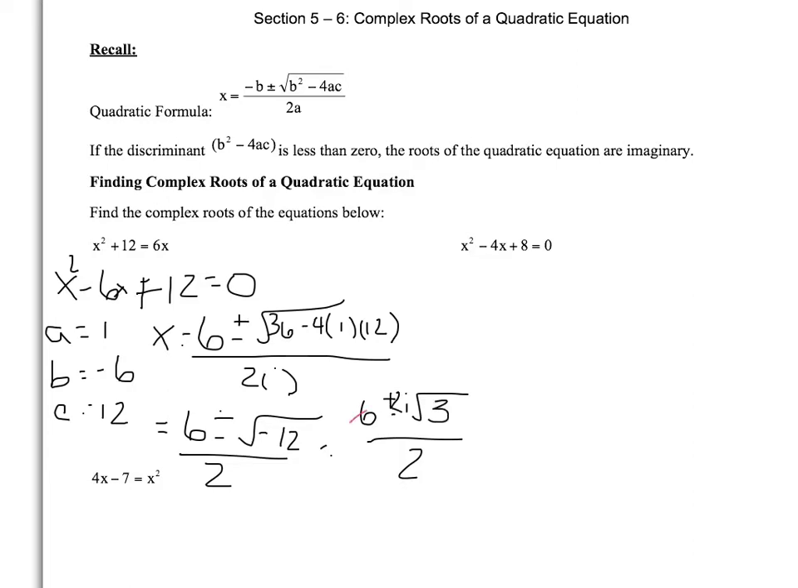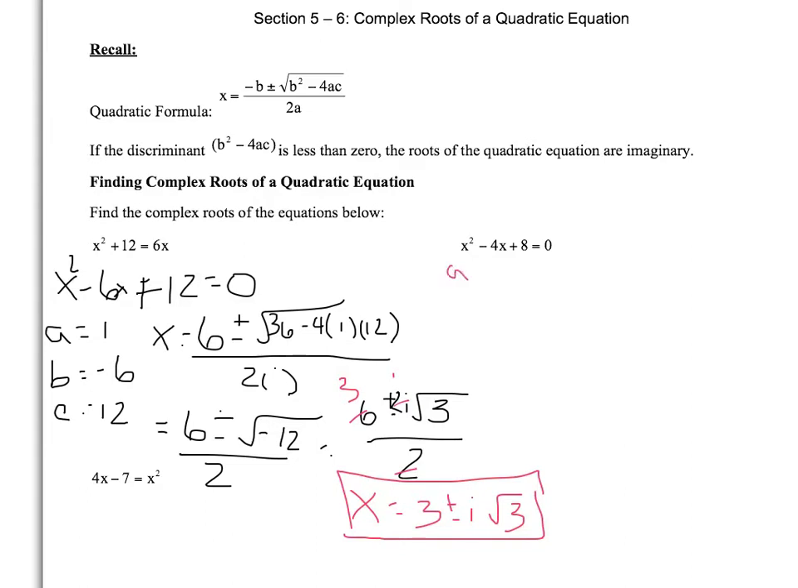Finally, look to see if anything goes into 6, 2, and 2, and 2 does. Final answer will be 3 plus or minus i radical 3. And that's it there. Let's do some more for practice.